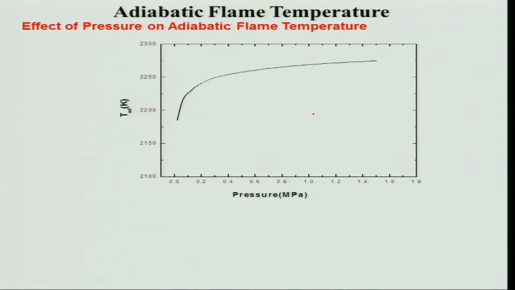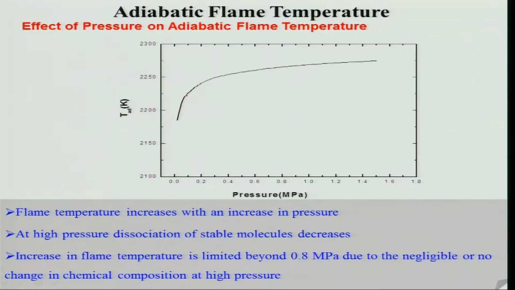So, let us look at how pressure affects the adiabatic temperature. If you look at it, at the lower pressure it is increasing steeply, after that it increases asymptotically. And keep in mind that beyond 0.8 or so, the temperature increase will not be very much, due to no change in chemical composition, particularly at high pressure. So, at high pressure it is not really changing much, but in the low pressure region the effect on the temperature is very significant.